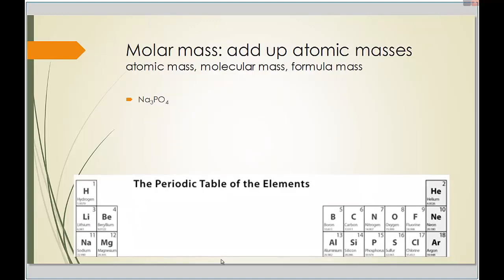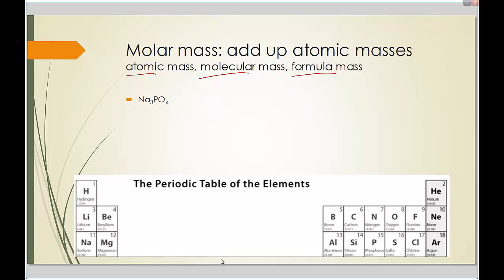Alright, so let's move on to molar masses. Now, molar mass can have several different names. It could be atomic mass, molecular mass, or formula mass. Don't get confused. The process is always the same. It just all depends on what the representative particle is.